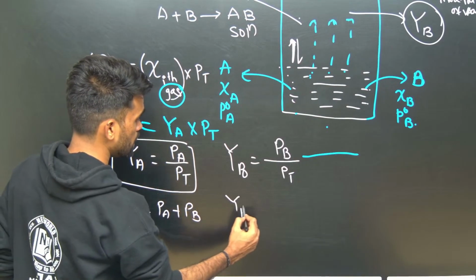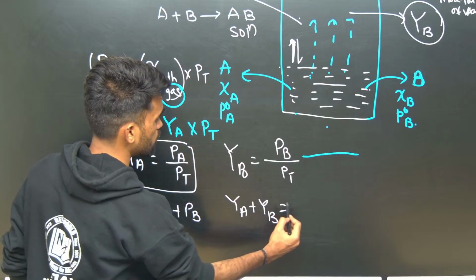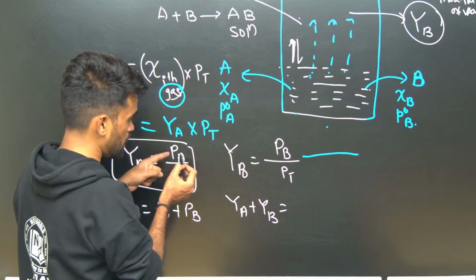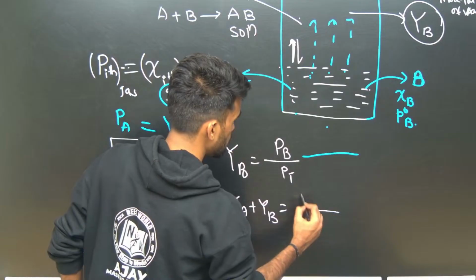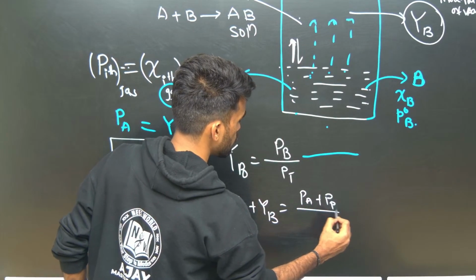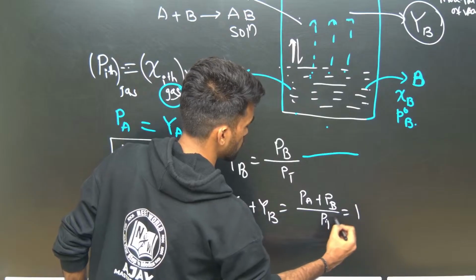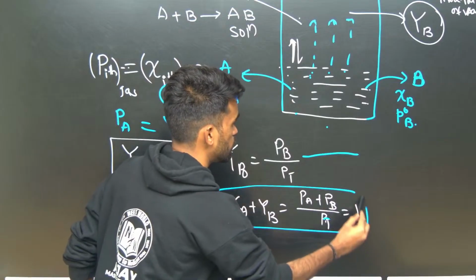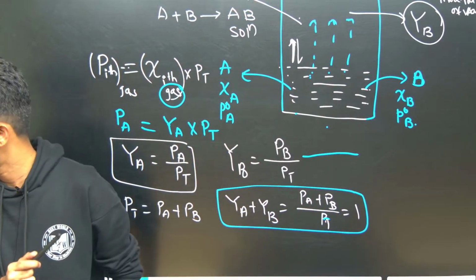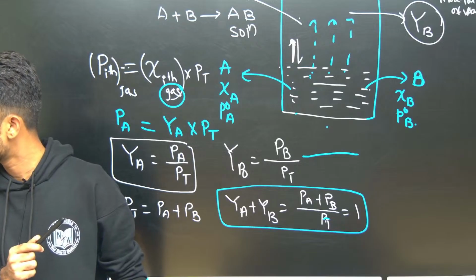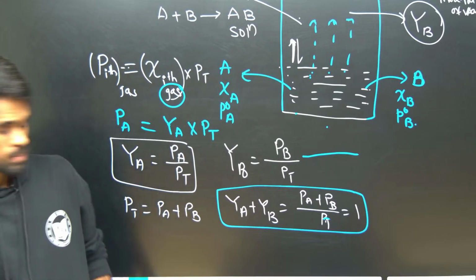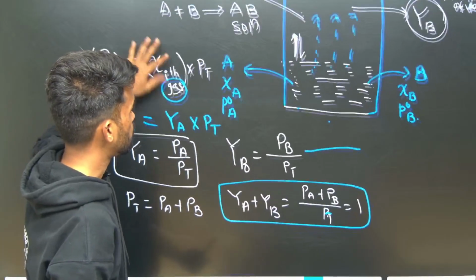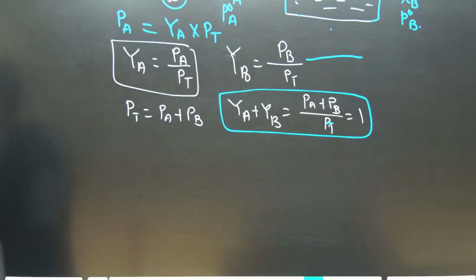So if you add Ya plus Yb, what will we get? The mole fraction of A plus the mole fraction of B in the vapor phase is equal to Pa by Pt plus Pb by Pt. So you will get Pa plus Pb by P total, which is equal to 1. The sum is equal to 1. So this is what we will get after simplifying. Hope this is also clear. Let me move forward. Let me give you one question based on this so that it will be more clear.